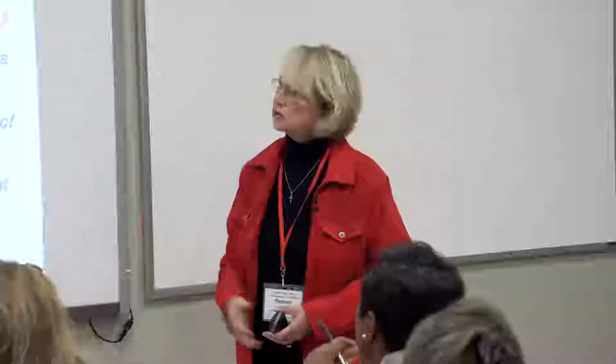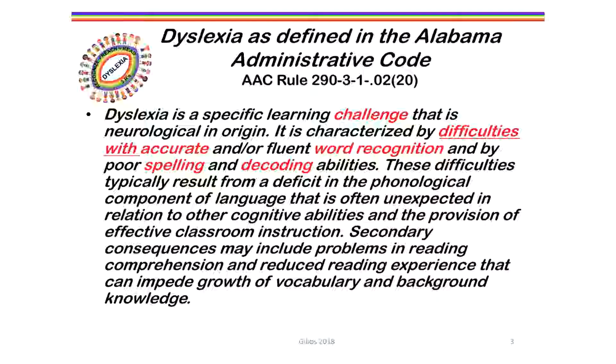And so this is our definition, and there the AAC rule number is. In the Alabama Dyslexia Resource Guide, which is online at the State Department of Education's website, you'll be able to download a complete copy of the Alabama Administrative Code. Now, I should probably back up just so that we're all speaking the same language.